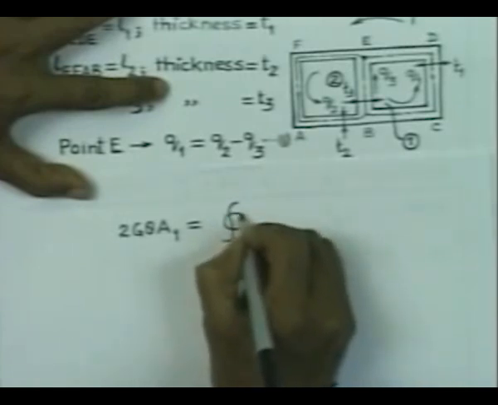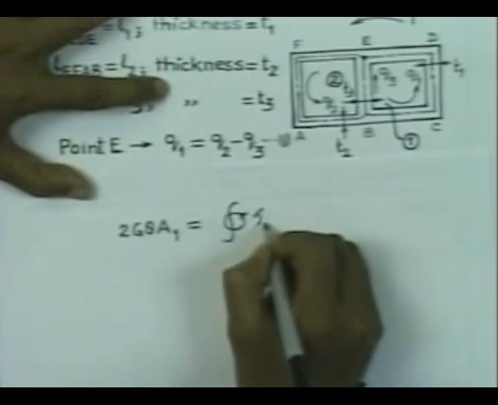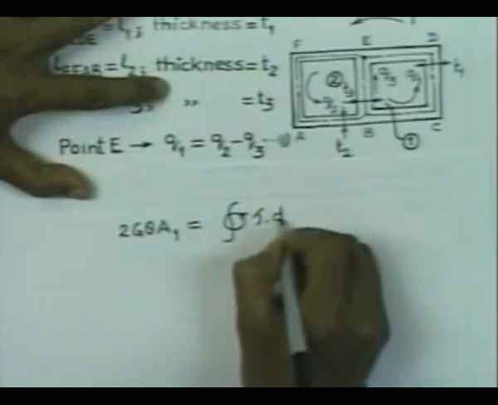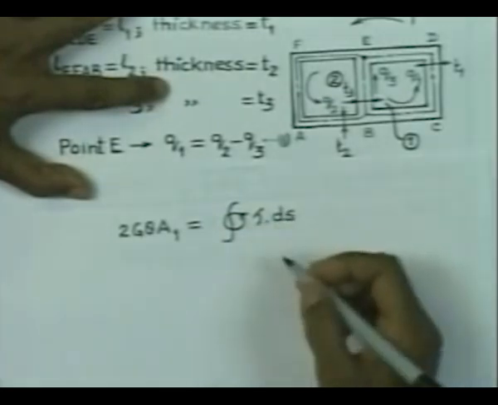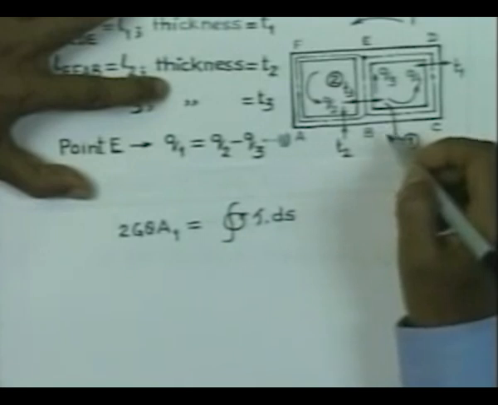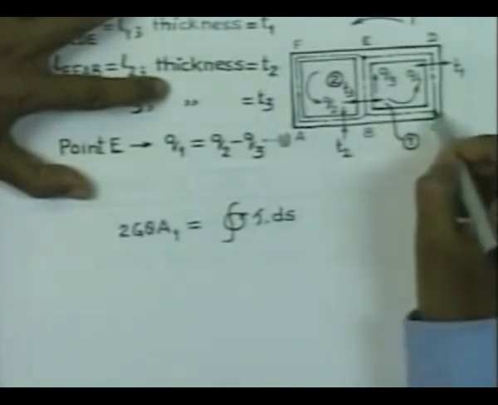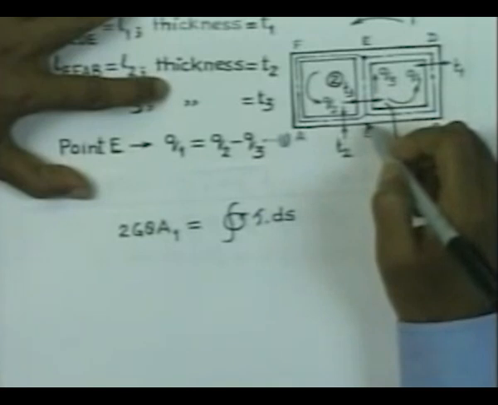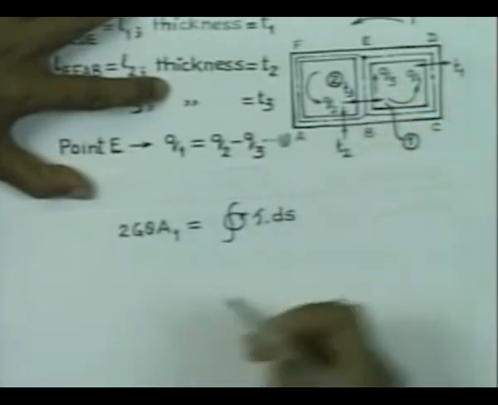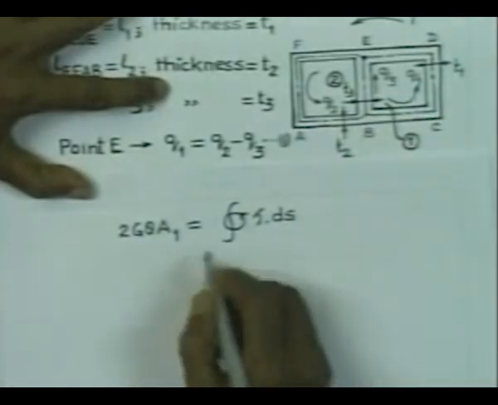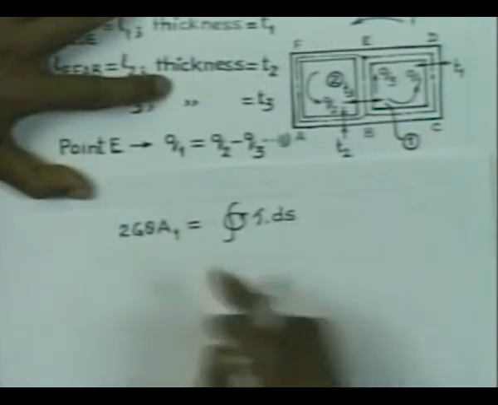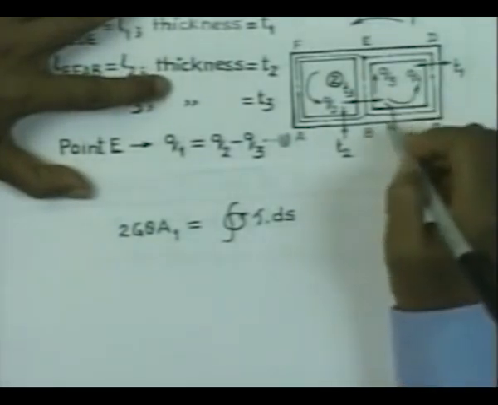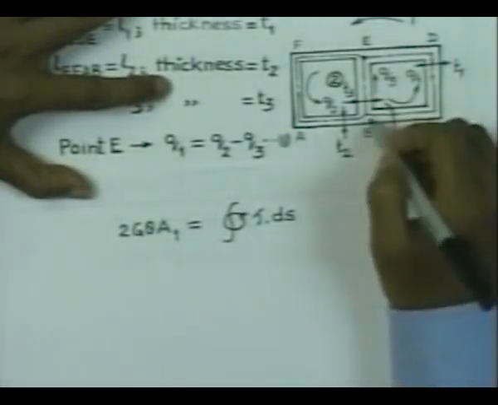that must be equal to the integral of this quantity tau into ds. So, we have to take the route B to C, C to D, D to E, and again E to B. A1, of course, is the area enclosed by the contour B C D E B.